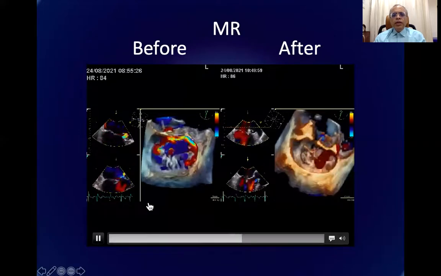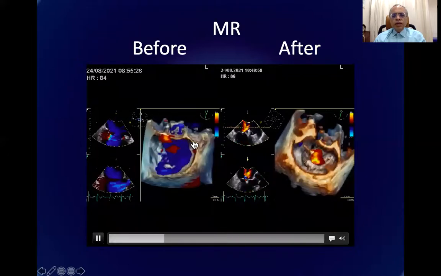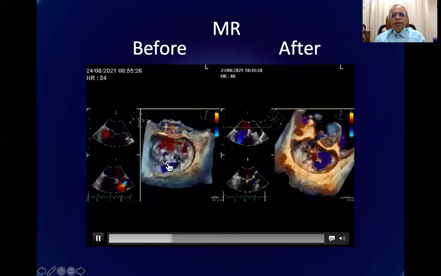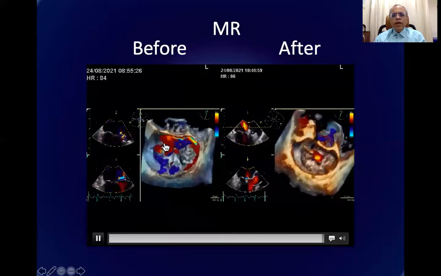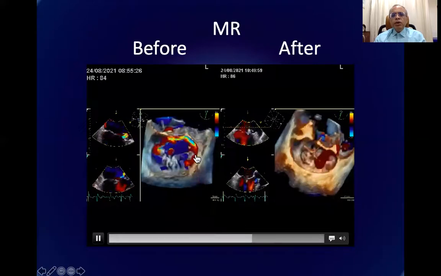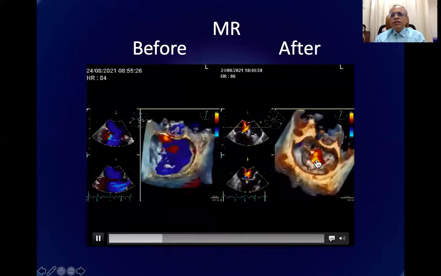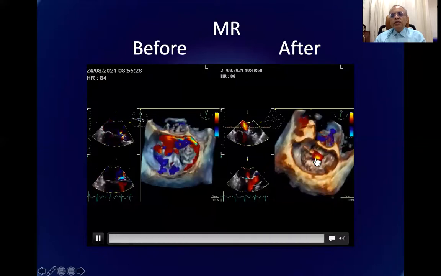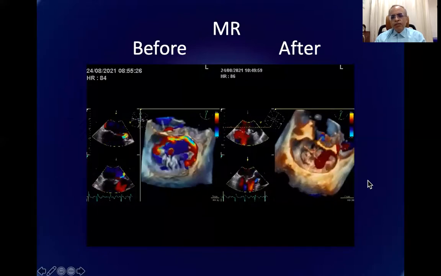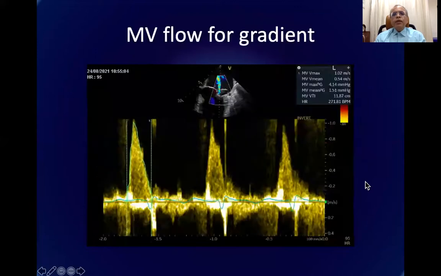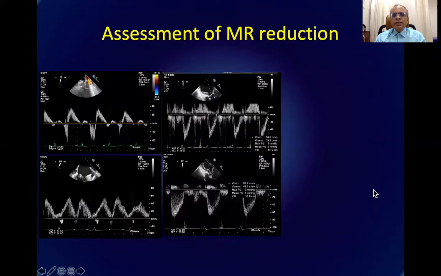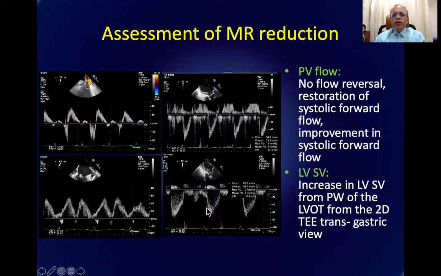Then one can again look at the 3D. This is before the clip deployment and this is after the clip deployment. Before the clip deployment, you can see there's a large jet going towards the interatrial septum, while after the clip is closed, you can see there's a very small trivial jet which is in the center of the leaflet, which is acceptable. Then you look at the mitral valve gradient and see to it that it has not increased. You can also look at the LVOT velocity time integral to see that the forward cardiac output has increased.